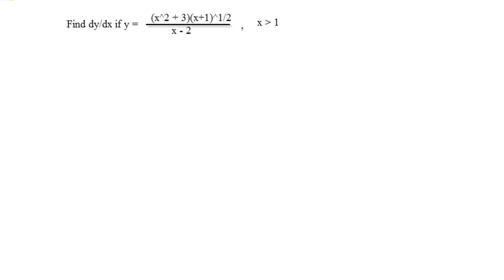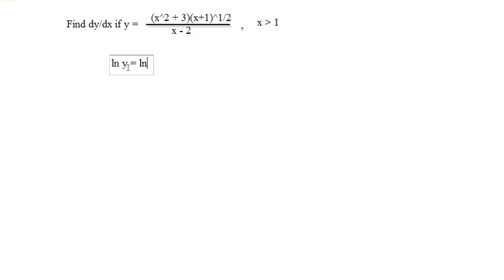Okay, now natural logarithms actually do save our tails more than once when we're working on problems like this. So if we had to find the implicit differentiation of y equals x squared plus 3 times x plus 1 to the 1/2 power all over x minus 2, and x had to be greater than 1, we would actually have a lot of trouble with this. So the best way to start breaking this down is to actually take the natural log of both sides.